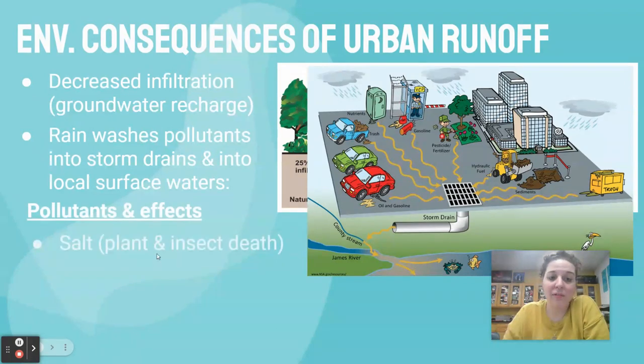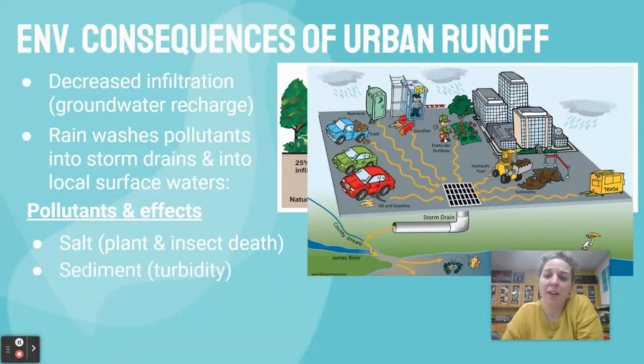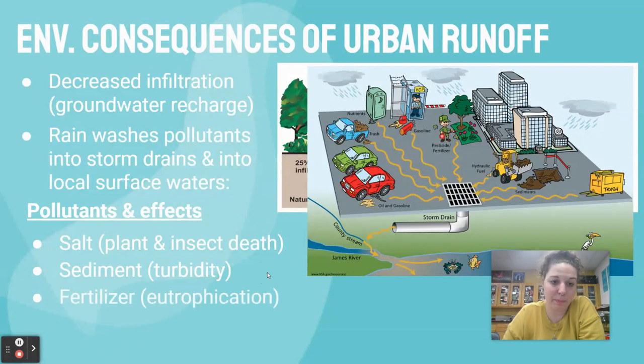So some effects of these different pollutants, especially in northern areas: when it's cold, they put salt down. So as the water runs, it's going to pick up all the salt and take it to the water. And that can lead to plant and insect death. Sediments are going to increase the turbidity. Once again, it's going to get in fish's gills. It's going to make it hard for them to breathe. Not as much light can get through, so not as much photosynthesis can happen.